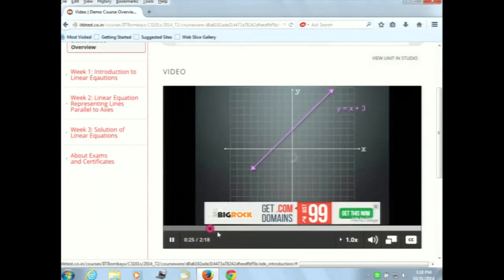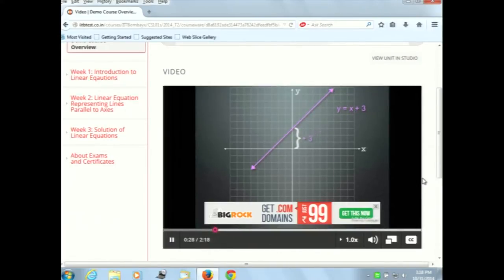Of linear equations with 3, and the 3 is that distance right there. This is the representation. Now we subtract 3, we go down 3: 1, 2, 3. This is for the graphical representation of the linear equations.